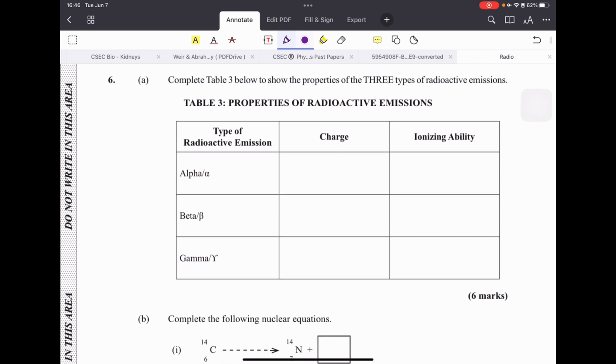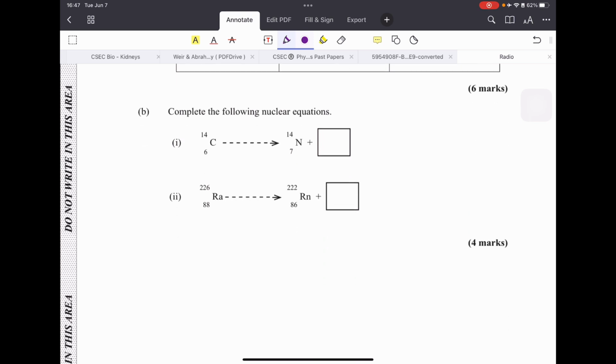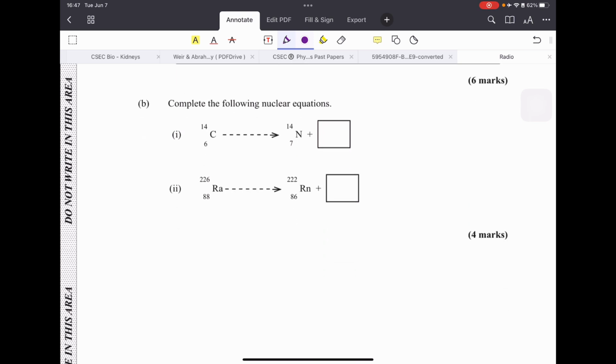So in this first question, they are asking about the different types of radioactive emissions. And there are three main types, the alpha, beta, and gamma. But before we could fill out this table, we should really understand a little bit about what they actually mean. Okay, so if I scroll down here, I will see some elements, right?